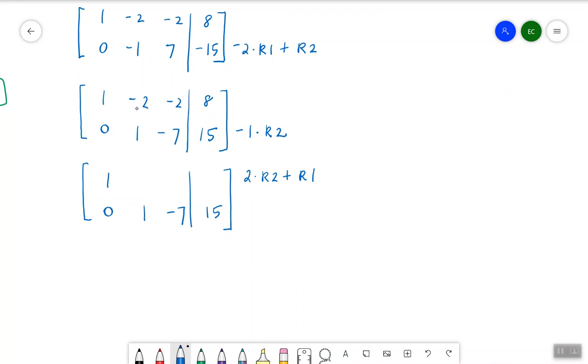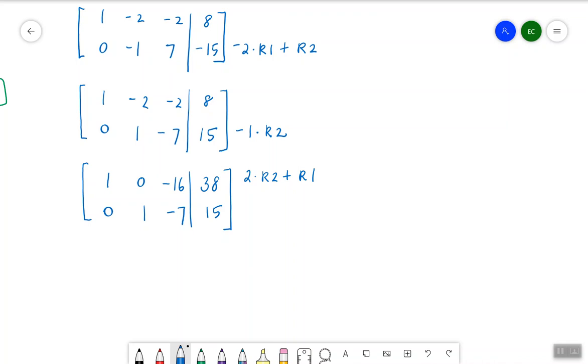+1 is 2, minus 2 is 0. That's the 0 that we're trying to get. 2 times -7 is -14 minus 2, which is -16. And then 2 times +15 is 30, plus 8 is 38.